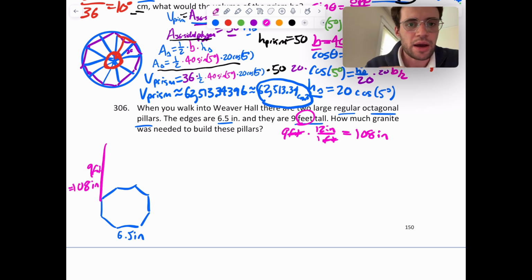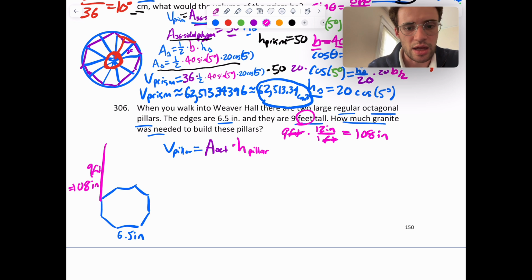Now, if we want to find how much granite was needed to build these pillars, we're essentially just finding the volume, right? The volume of granite that was needed. So what's the volume in those pillars? And we do that similar to the last problem. So the volume of the pillar is equal to the area of the base. In this case, the base is an octagon. So we'll say area of the octagon times the height of the pillar.